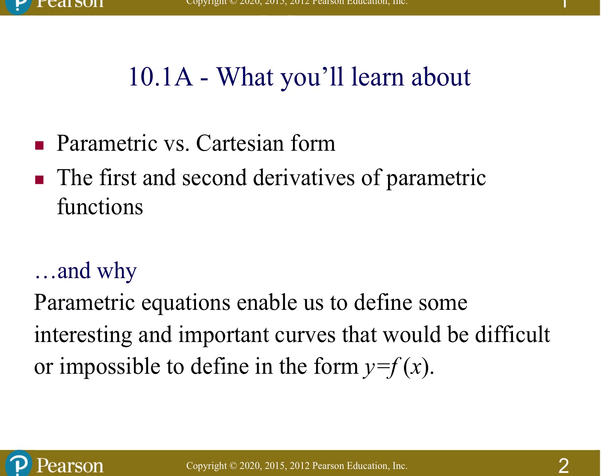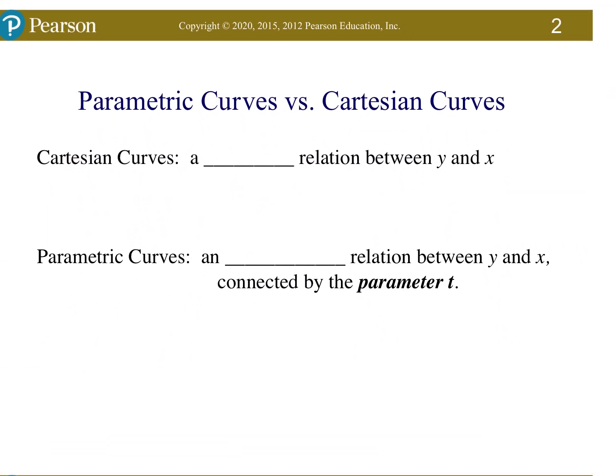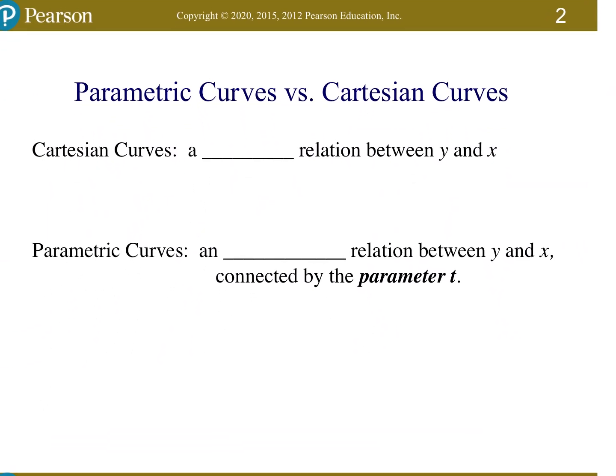So we're going to talk about the difference between what it means to be parametric versus Cartesian. Cartesian is what you have been doing. Maybe you didn't know that was the name, but that's what it's called, and how to take the first and second derivatives of those.